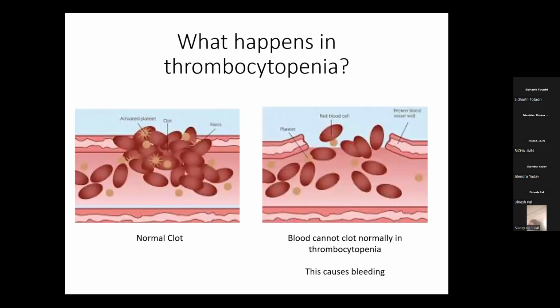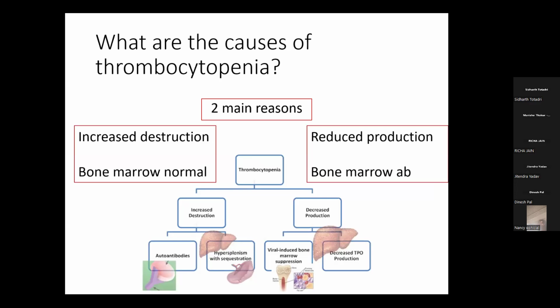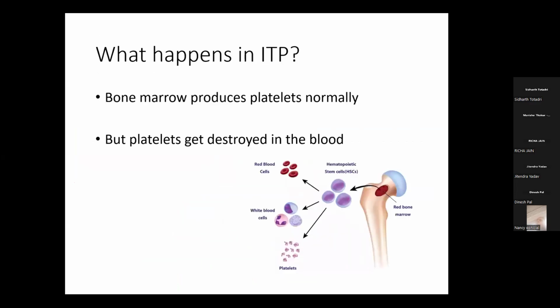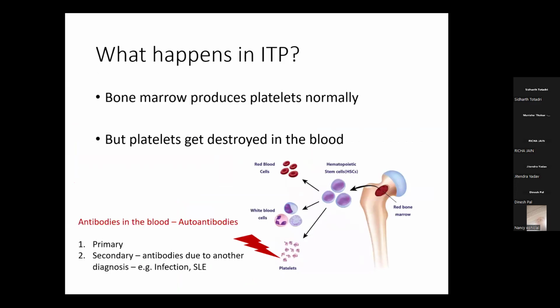So what happens in thrombocytopenia? We all know platelets are blood cells that form blood clots to help stop bleeding. Blood cannot clot normally in thrombocytopenia because of reduced platelets. This causes bleeding. The causes of thrombocytopenia are basically increased destruction of platelets or decreased production of platelets. What happens in ITP? In ITP, red bone marrow produces normal platelets, but platelets get destroyed in the blood because of the autoimmune response of the body.